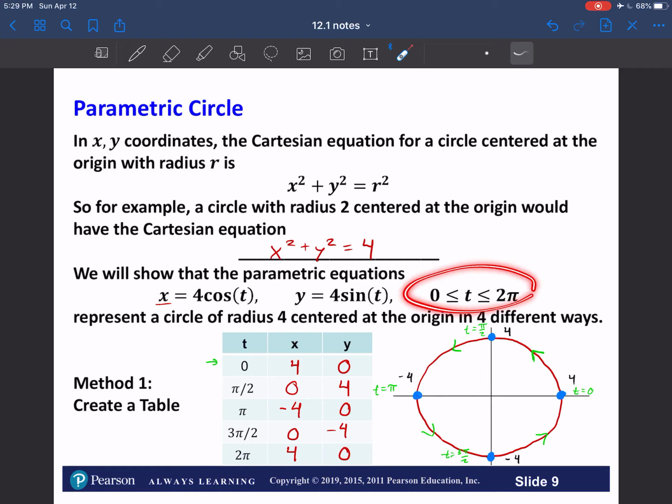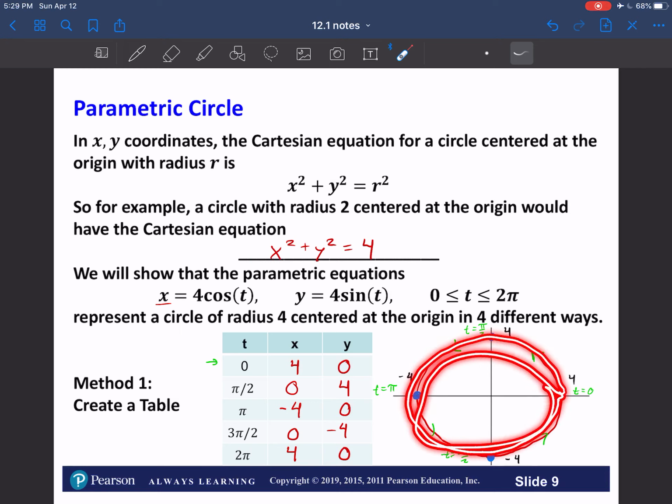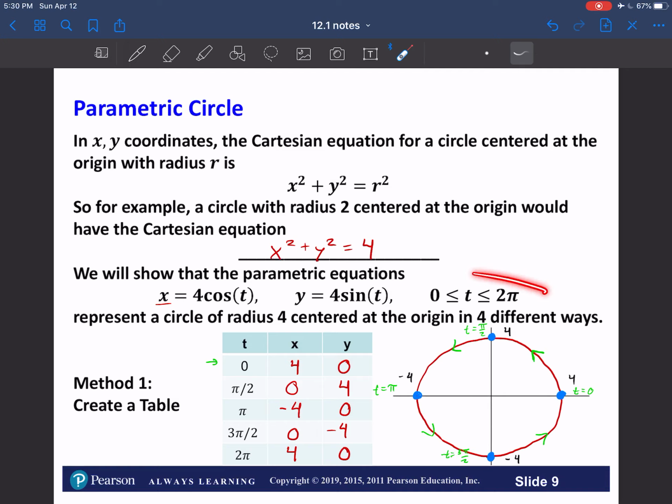If we were to consider the bounds from 0 to pi, then it would generate this part of the curve. If we were to generate the curve from 0 to 3 pi over 2, it would generate this part of the curve. If we were to go from 0 to 4 pi, then what it would do is it would actually generate this entire circle and then loop back again. We would have generated the circle twice. We would have looped back over ourselves one extra time. And so it is important that whenever we are doing these sorts of calculations, that we do not overlap our current function. We must trace the curve exactly once.